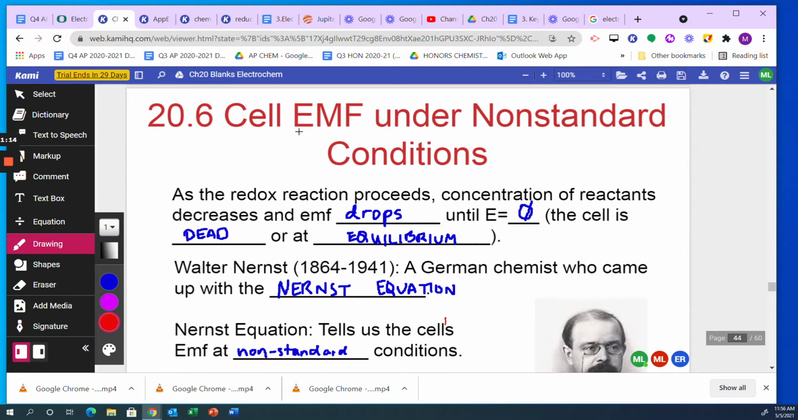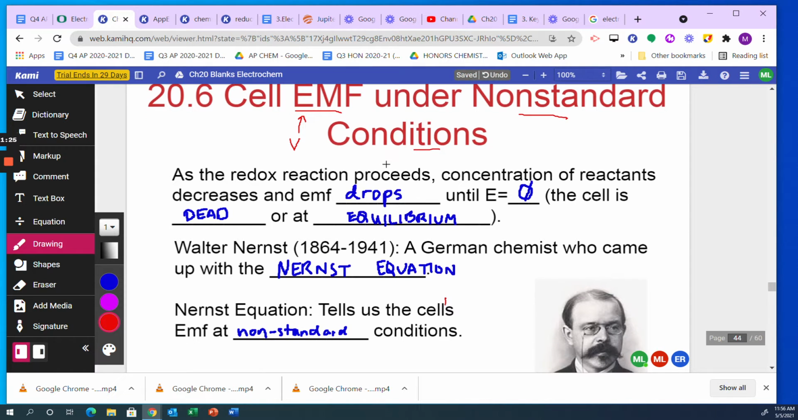Okay, so EMF stands for electromotive force. It is the voltage of your electrochemical cell. What happens if you're at non-standard conditions? As the redox reaction proceeds, the concentration of the reactants, of course, goes down, and the EMF drops until the cell potential is equal to 0. That means your battery is dead, or it's at equilibrium. A German chemist, Walter Nernst, came up with the Nernst equation, and what this equation does is it tells you the E, even though you're not at standard conditions.